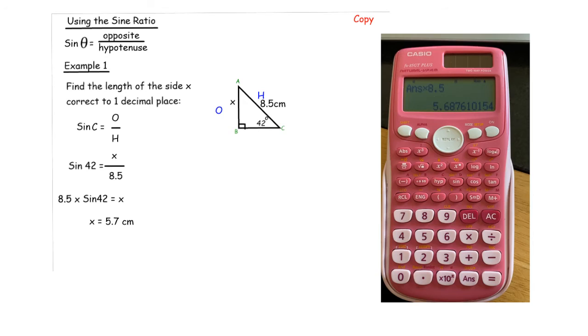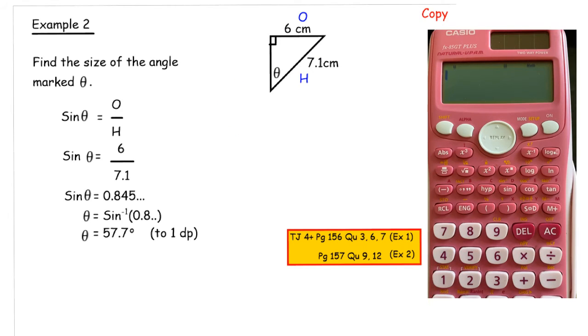Okay, second example then for you to copy is when we're working out the angle instead of the side. So this example 2, find the size of the angle marked theta in this triangle. So in this triangle we've been told this side is 6 and this is 7.1. So when you do a sketch of your triangle, mark on the numbers of the sides that you know and the angle, and then have a look.